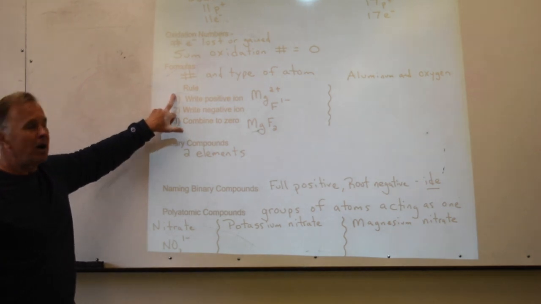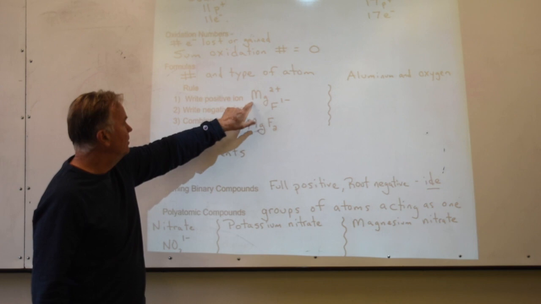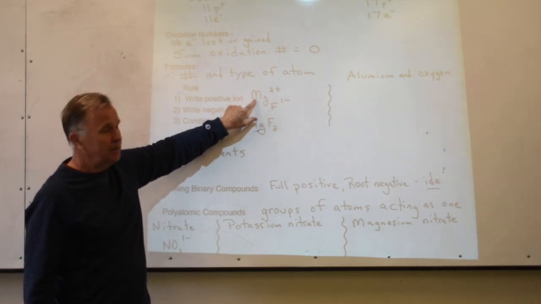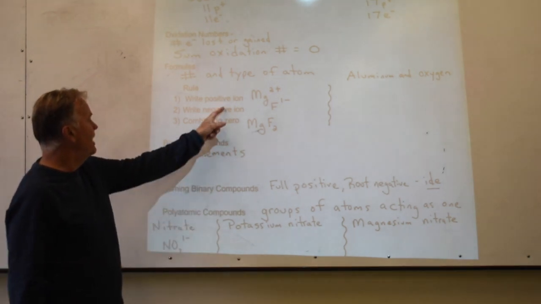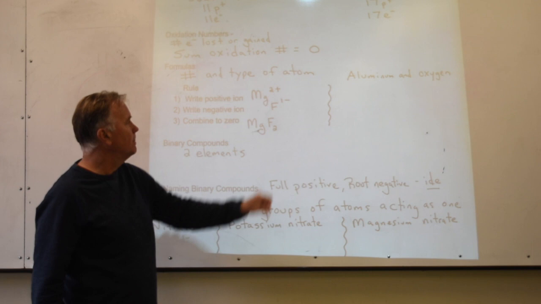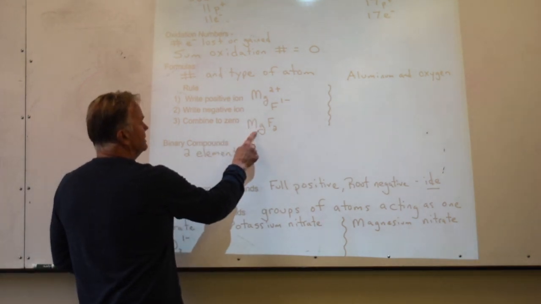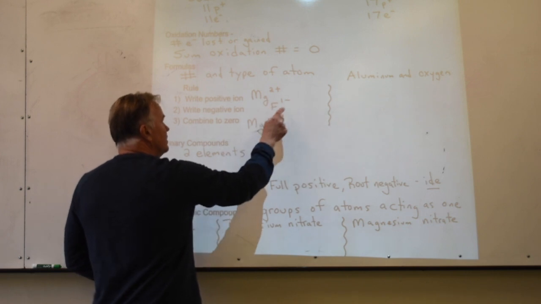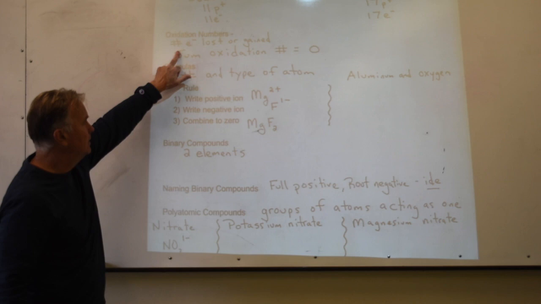Always write the positive ion first. So if I have magnesium and fluorine together, magnesium, if you look it up in the chart, is in group 2, so it's a 2+. Then you write the negative ion. It combines with fluorine, which is a 1-. So when they combine, it's going to be 1 magnesium with 2 fluorines, because you need 2 of these to balance that 1. Remember, the sum has to add up to 0.